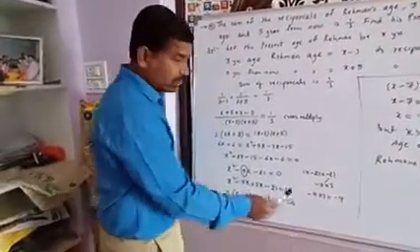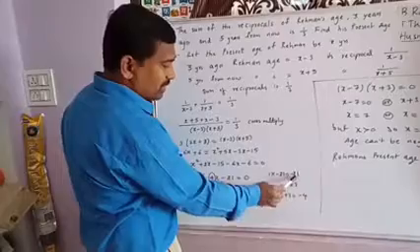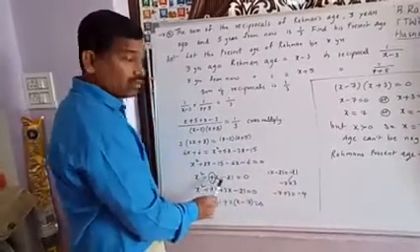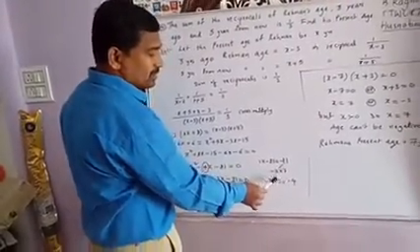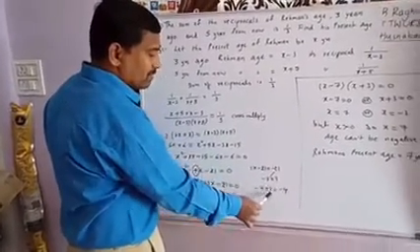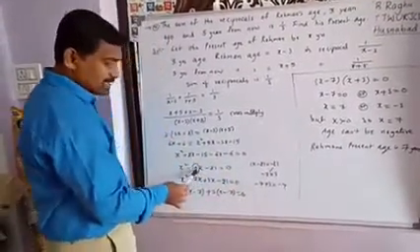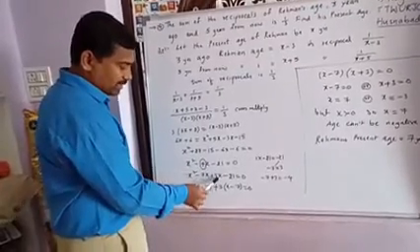So you have to select two factors of minus 21 whose sum should be minus 4. 21 is 7 threes are 21, and this is the only possibility: minus 7 plus 3 is minus 4, which is the x coefficient. So minus 4x can be written as minus 7x plus 3x.